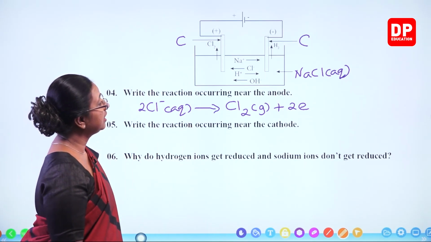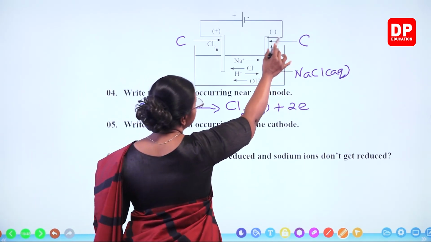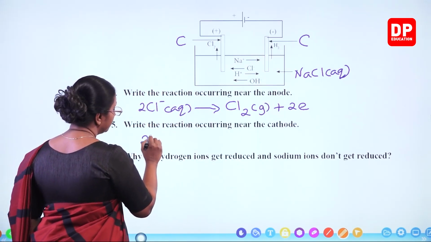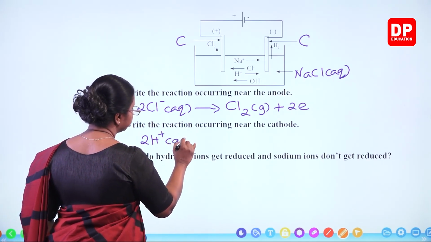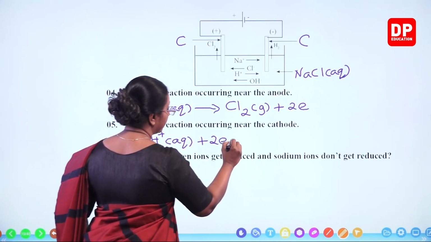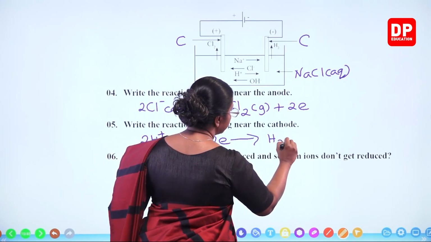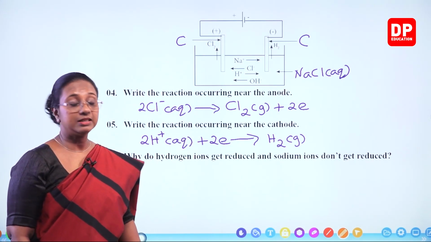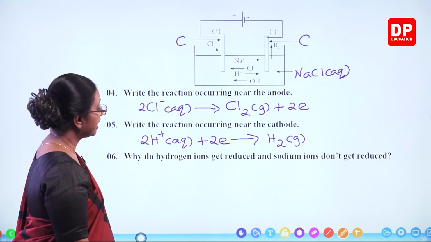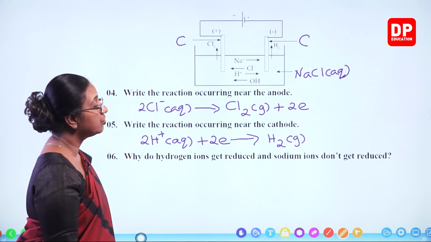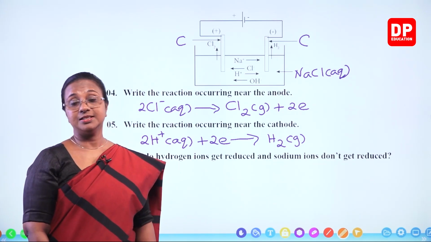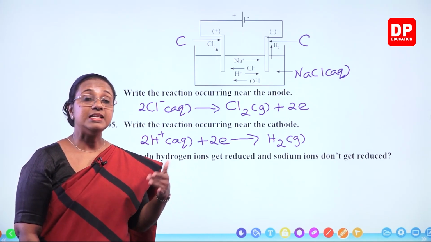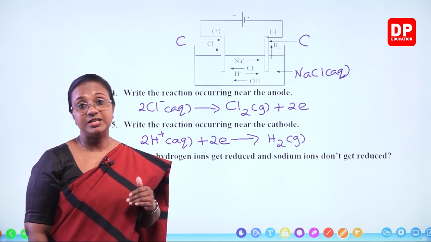Write the reaction occurring near the cathode. Cathode you can see here, hydrogen gas is liberated there. So that means 2H+ aqueous takes up 2 electrons, giving rise to H2 gas. That is the reduction taking place near the cathode. Why do hydrogen ions get reduced and sodium ions don't get reduced? What is the reason? Because hydrogen is less reactive than sodium and it is present lower in the activity series.